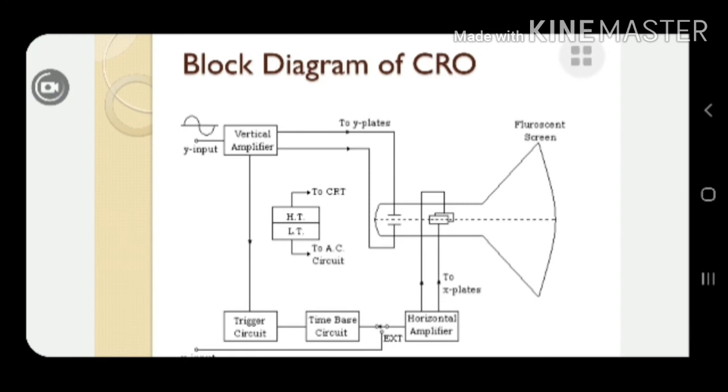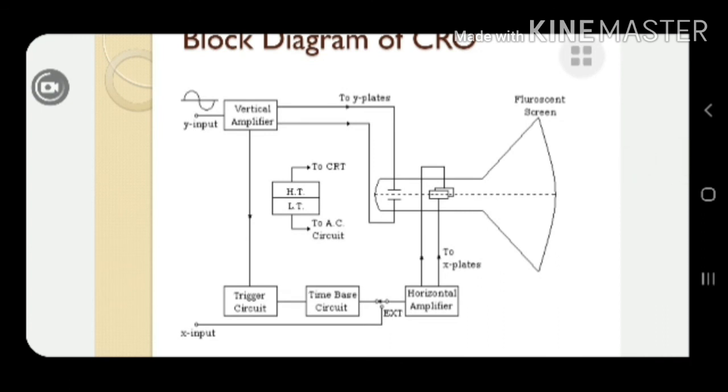So let us now summarize. Basically, in this video, we saw what a cathode ray oscilloscope is. It is an electronic measuring instrument used to perform measurements on electrical signals and also to display the shape of the waveform on the screen. It consists of 7 main parts: the cathode ray tube, the conical flask, which is a vacuum tube, then a time-based circuit, trigger circuit, vertical and horizontal amplifiers, high voltage power supplies, and low voltage power supplies, which go to the CRT and other parts of the CRO.